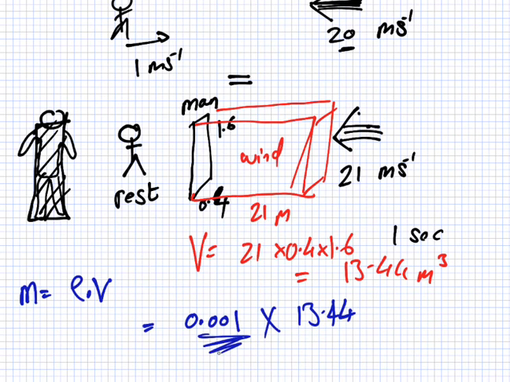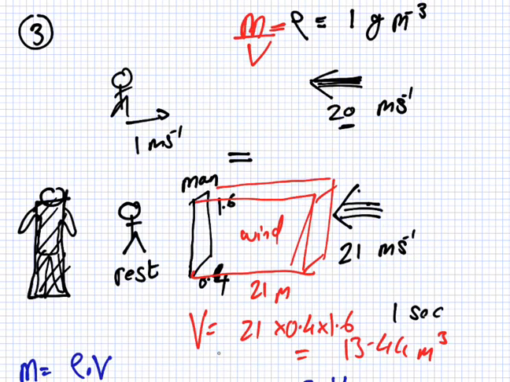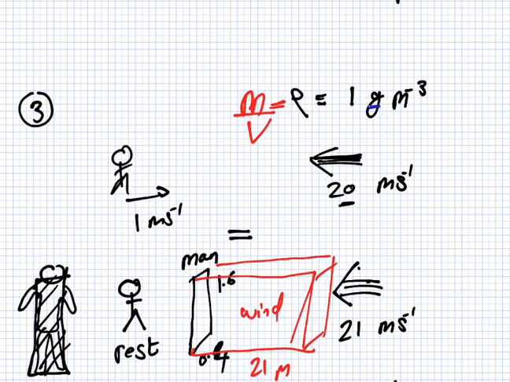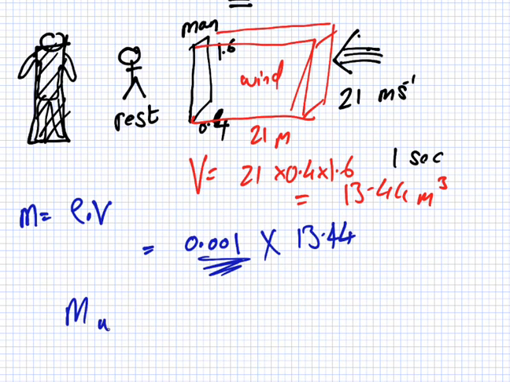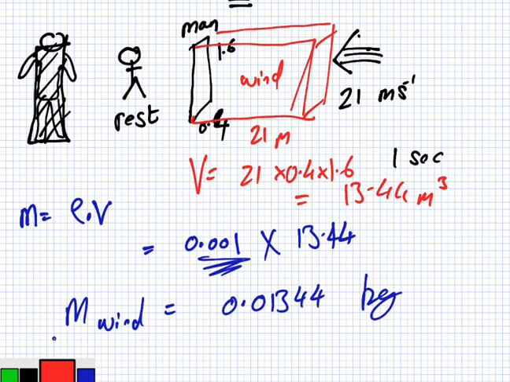Now look, I'm saying 0.001 because it is 1 gram. I need to convert it into kilograms, so divide by 1,000. So the mass of the wind is 0.01344 kilograms.